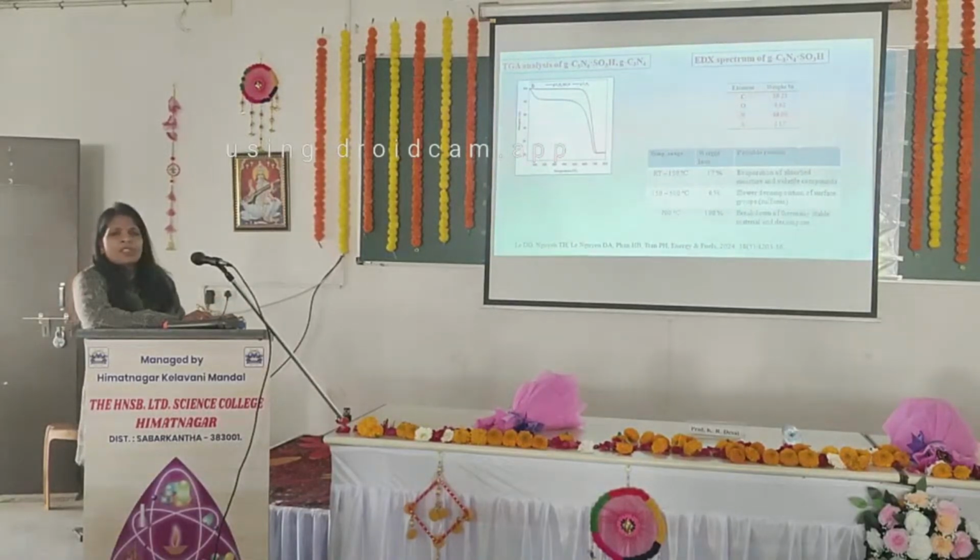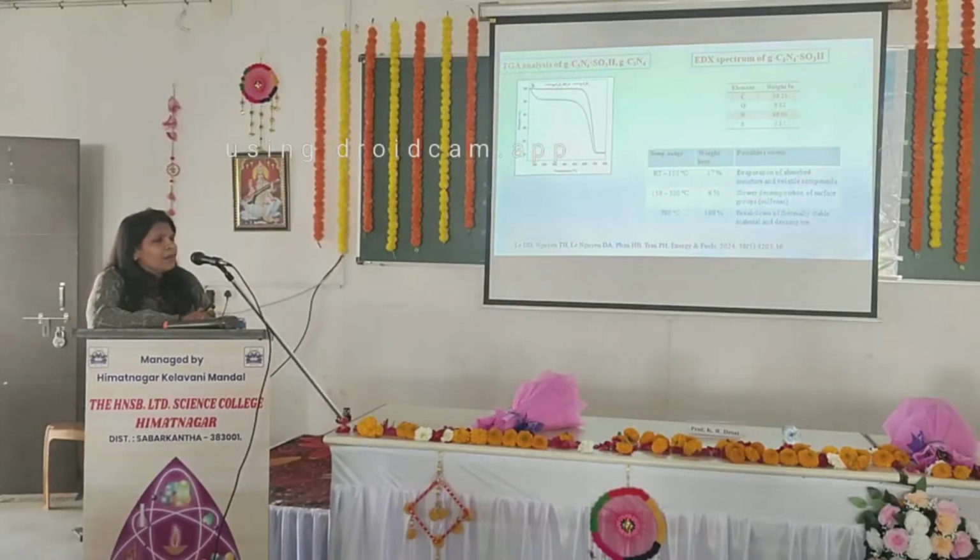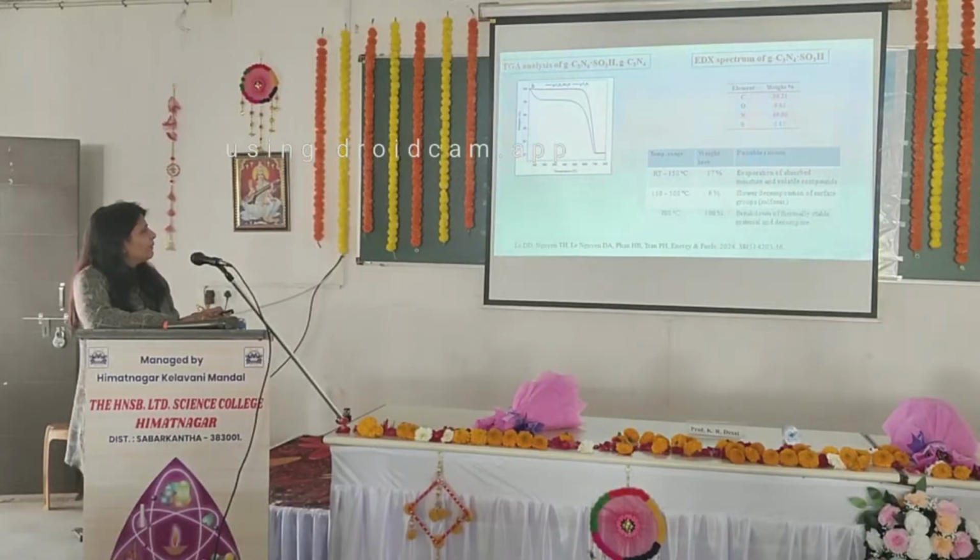there is a 17% weight loss that is possibly due to the evaporation of adsorbed moisture and volatile compounds. A further 6% loss is not seen in g-C3N4, but it is found in the sulfonated material, maybe due to the presence of the sulfonic groups which can break down. And finally, at 700 degrees centigrade it was completely broken down. That is, I could say the material is stable before 700 degrees centigrade, and that's a good choice for this material.